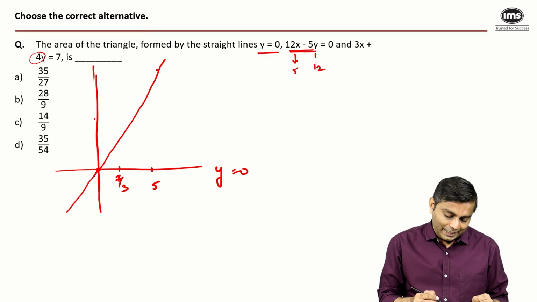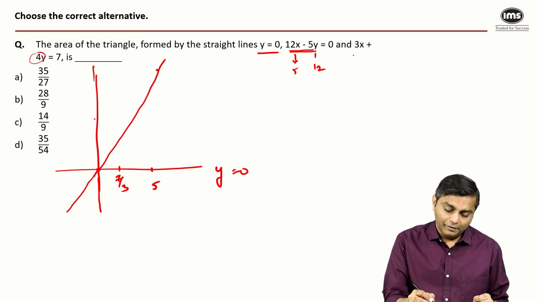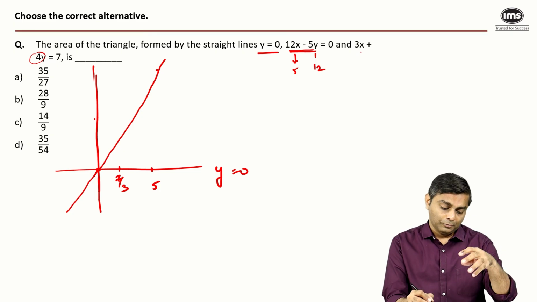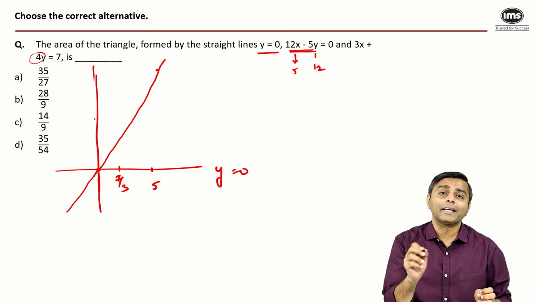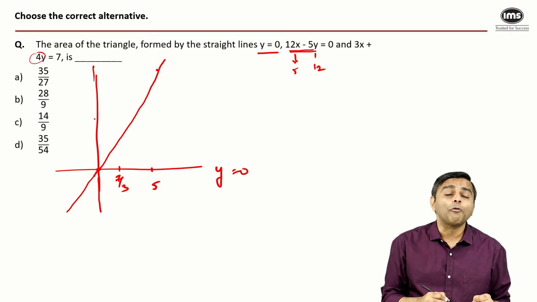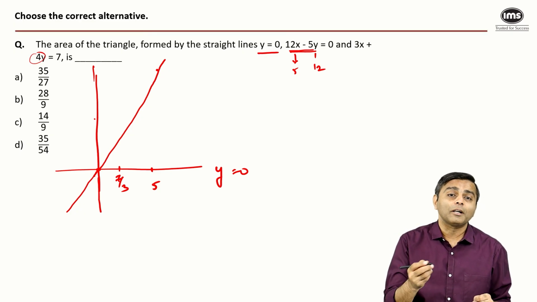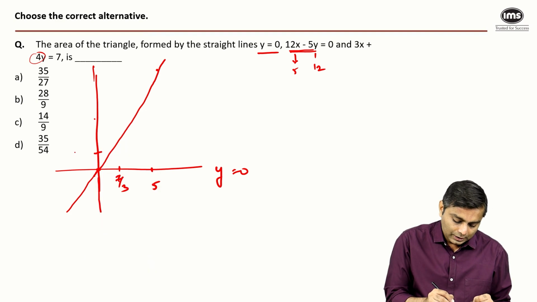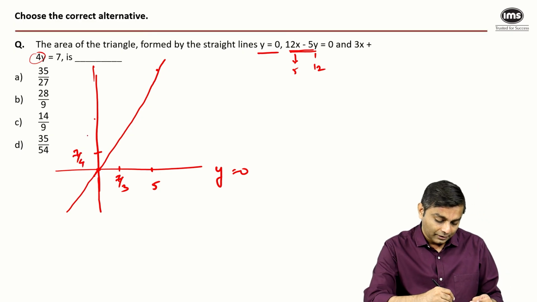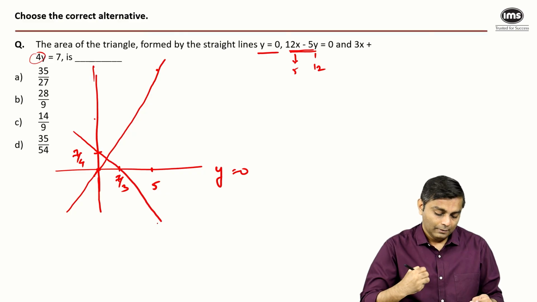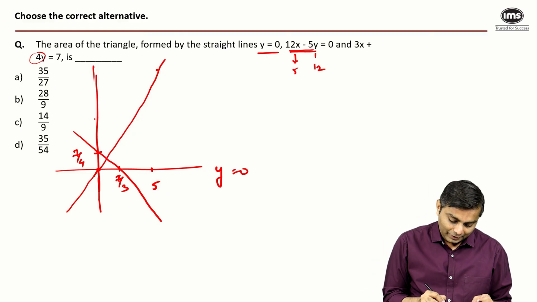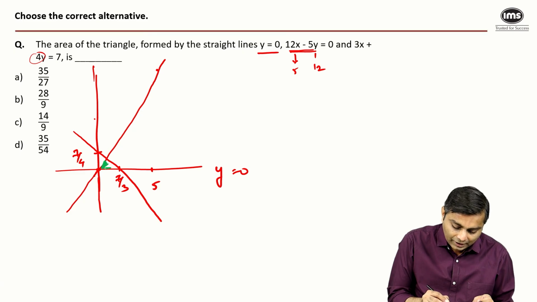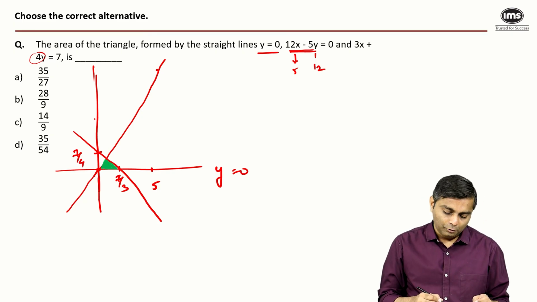The other point, let's say the y coordinate, if I have to find out, we put x is equal to 0. So, y is 7 by 4. 7 by 4 is 1.75. So, maybe somewhere here. Okay, so this is 7 by 4. In fact, this line is going to pass like this. So, if you see properly, this is the triangle that we are trying to find the area of.